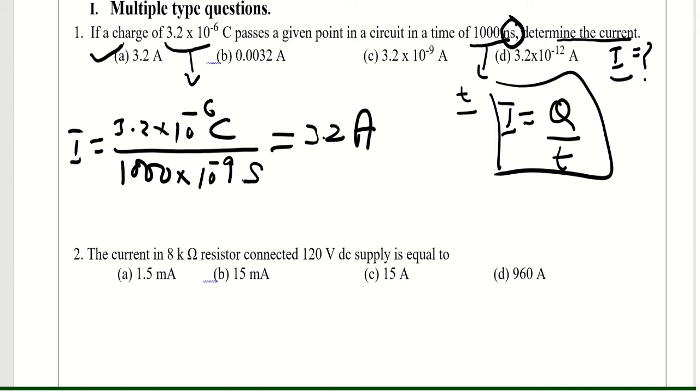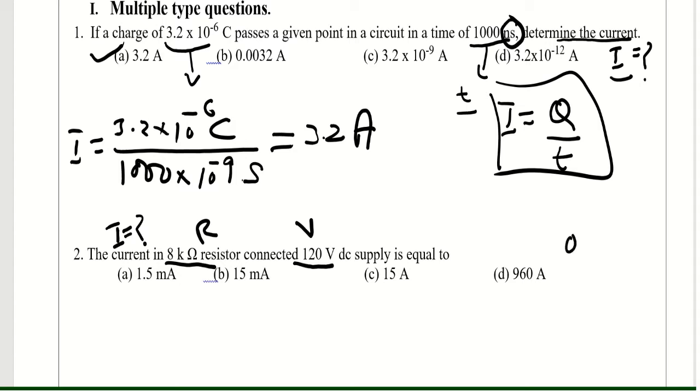Now question number 2: the current in an 8 kilo ohm resistor connected to a 120 volt DC supply is equal to what? Here you have to find the value of the current in the 8 kilo ohm resistor. This is the value of R, and the DC supply is the value of the voltage.